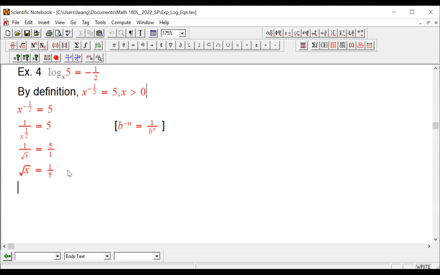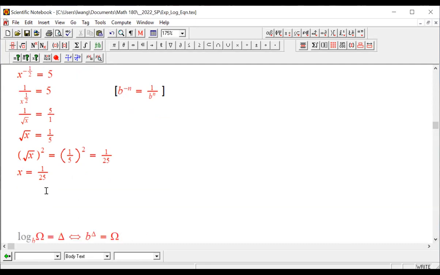Okay, and then we're closer to x, aren't we? Because if we square both sides, the right-hand side is 1 over 25. And what does the left-hand side equal to? The left-hand side equals x. Okay, so x equals 1 over 25.